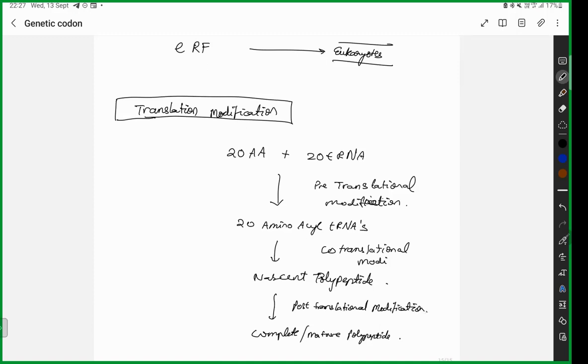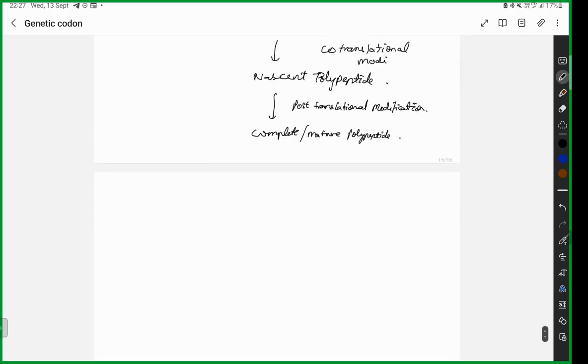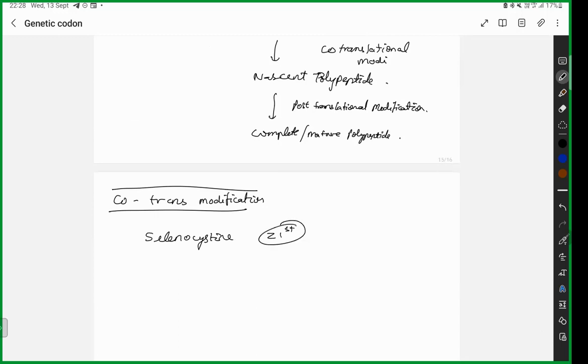Okay, so once you got this post-translational modification, now I'm going to talk about the so-called co-translational modification. What is this co-translational modification, guys? Remember, this occurs in the case of selenocysteine and pyrrolysine. So you're going to have two amino acids. Number one, selenocysteine, which is the 21st amino acid, and pyrrolysine, which is the 22nd amino acid. So these are going to be the co-translational modifications.